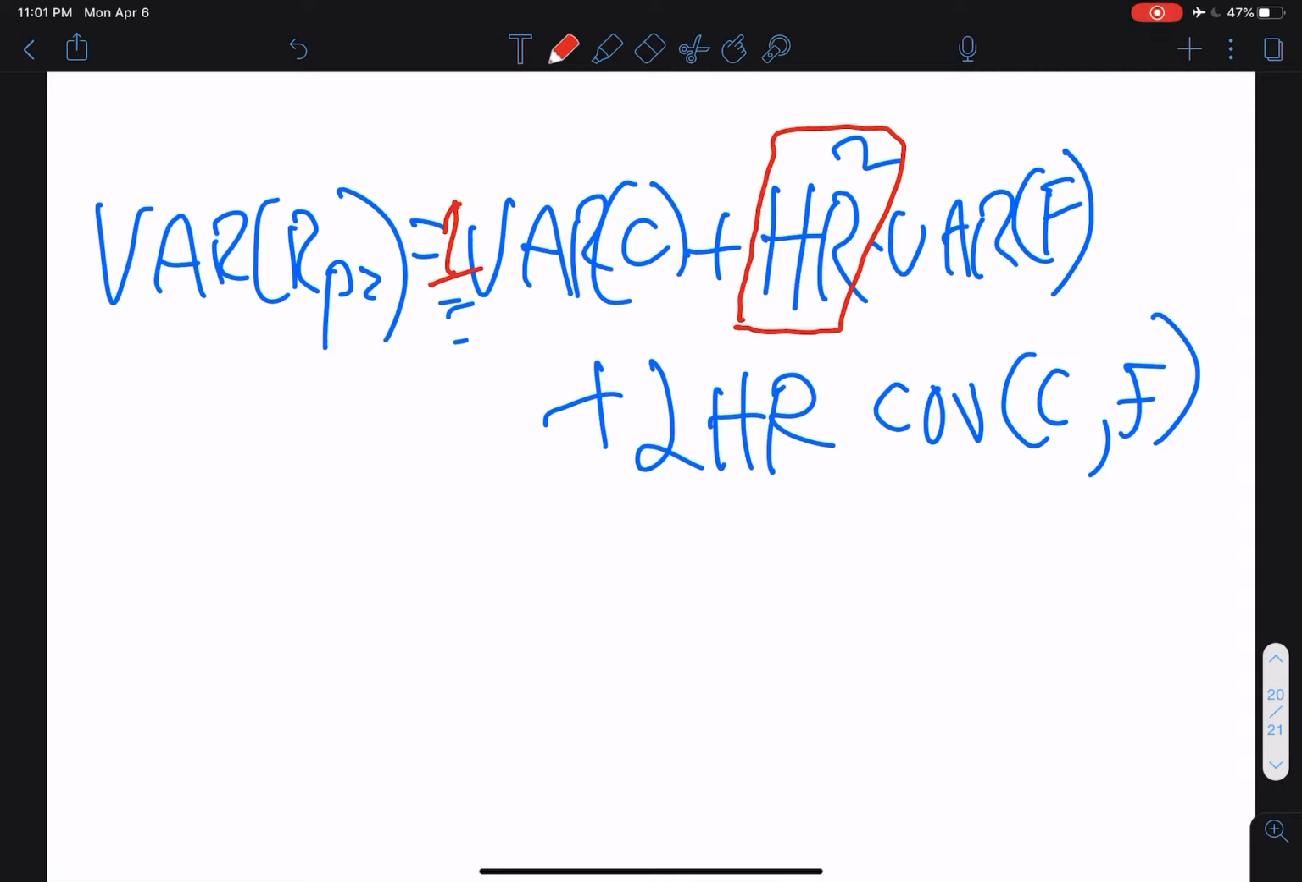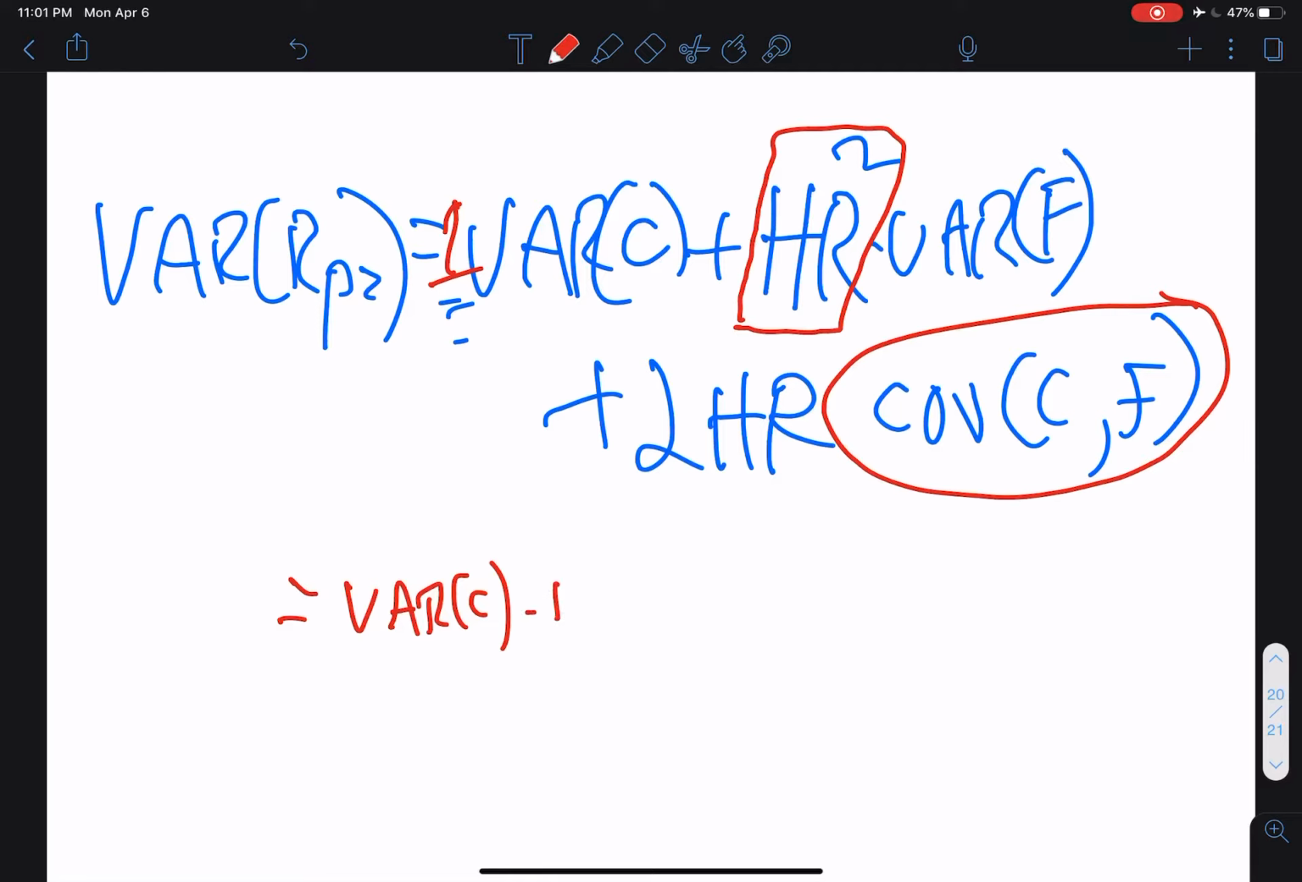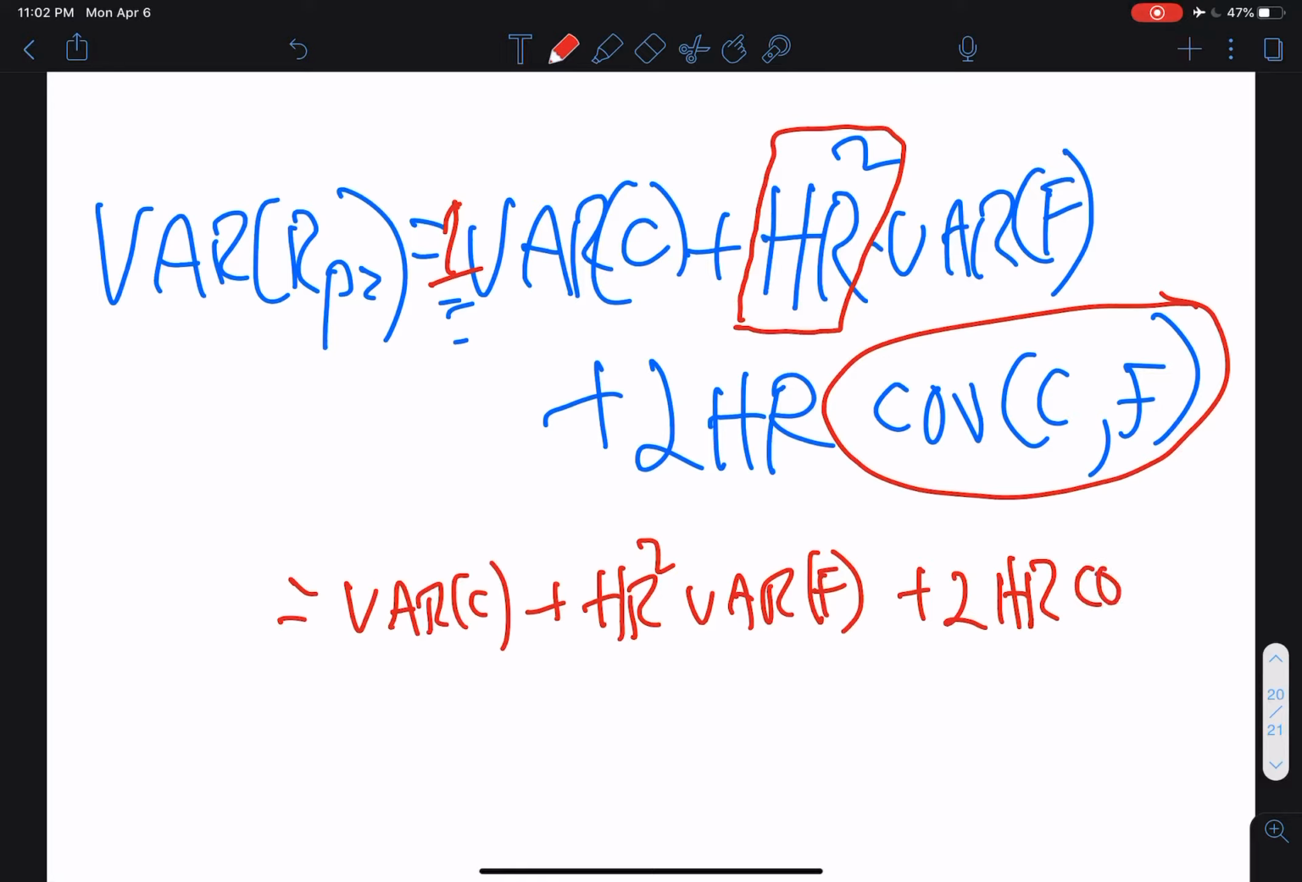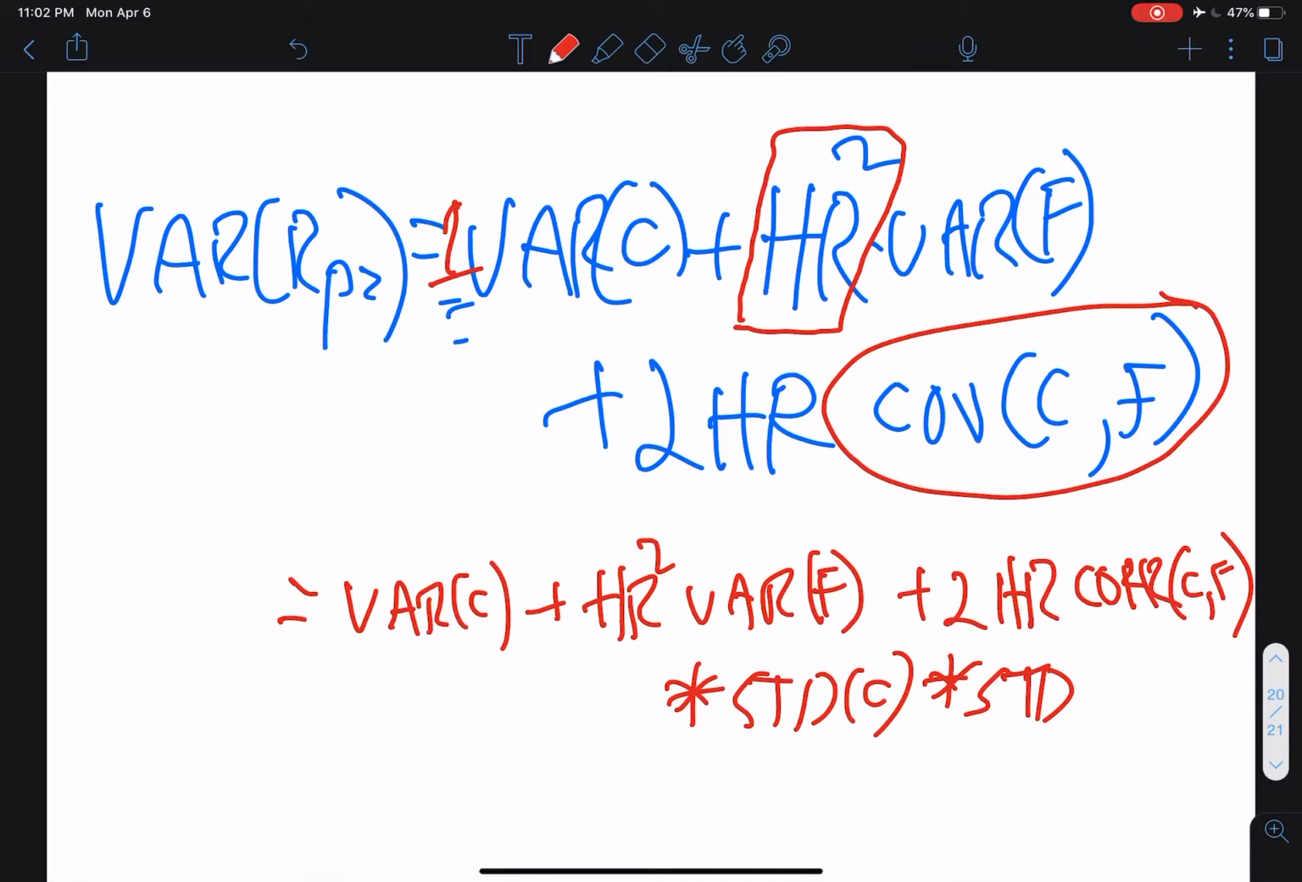Now I'm going to plug in the correlation term for the covar. So that will leave us with the variance of the cash price plus hedge ratio squared times the variance of the futures price, plus 2 times the hedge ratio times the correlation coefficient between the cash price and the futures price, so rho C comma F. And then that's multiplied by, of course, the standard deviation of C times the standard deviation of the futures price. Okay, so that's where we are.